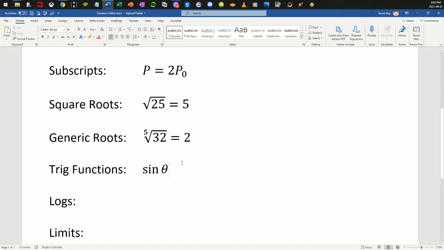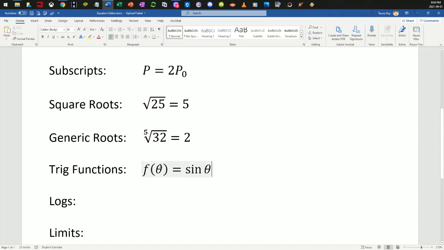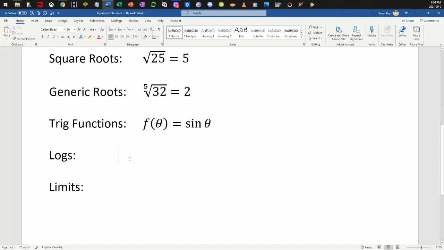So that's how we would type that in. If I start typing now, I'm in the sine box. I want to go outside the sine box, and then I can type f of theta equals sine theta. If you're not familiar with function notation, you probably should be, but if you need to brush up on it, we're going to cover that later.